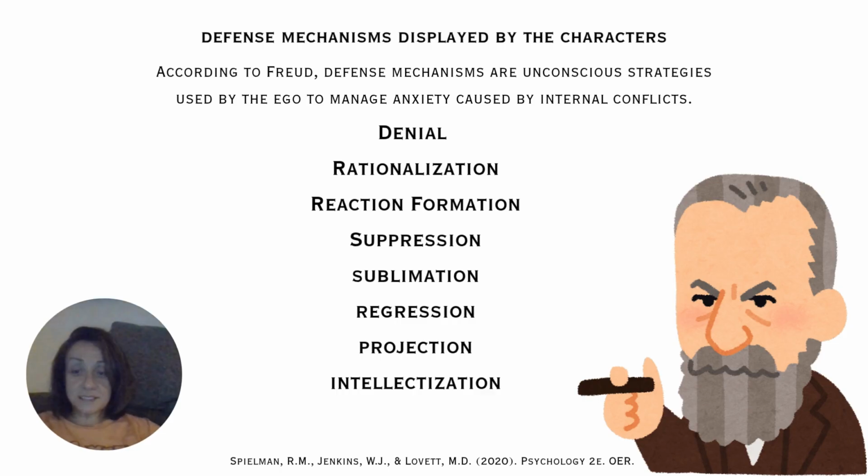So here is a list of defense mechanisms that I believe the characters display. According to Freud, defense mechanisms are unconscious strategies used by the ego to manage anxiety caused by internal conflicts. So, the defense mechanisms that I noticed were denial, which we know is denying the reality. Which I'll be explaining on the next page, which characters display which set of mechanisms.